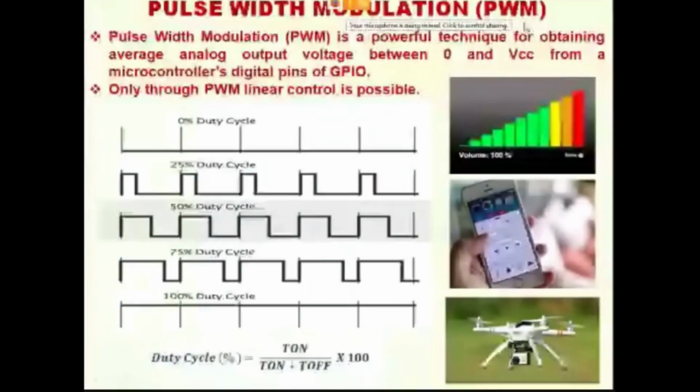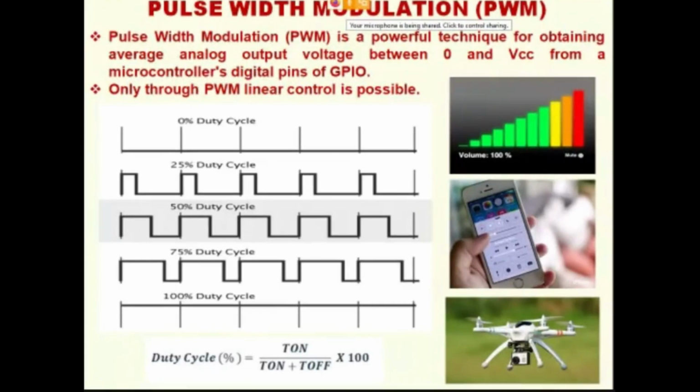All the linear control in the world, whether it is a volume control or a brightness control in a mobile phone or a speed control in a quadcopter, whether it is a motor control or an intensity control or a volume control, is happening only and only through pulse width modulation. With the following slides, I am trying to make you understand in a very simple way how pulse width modulation is helpful in performing linear control.